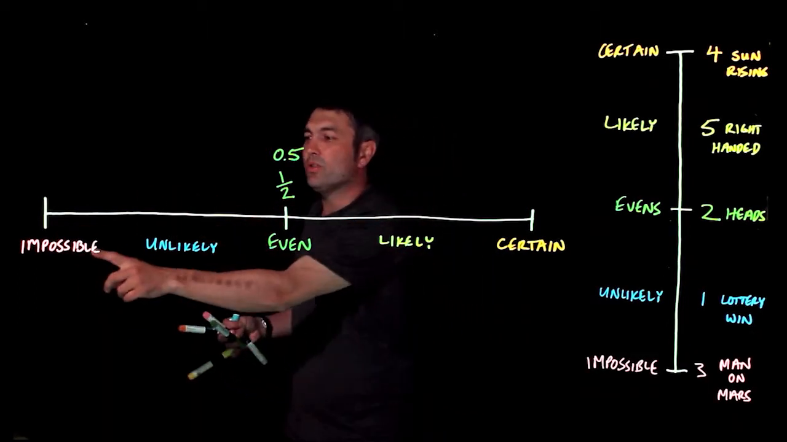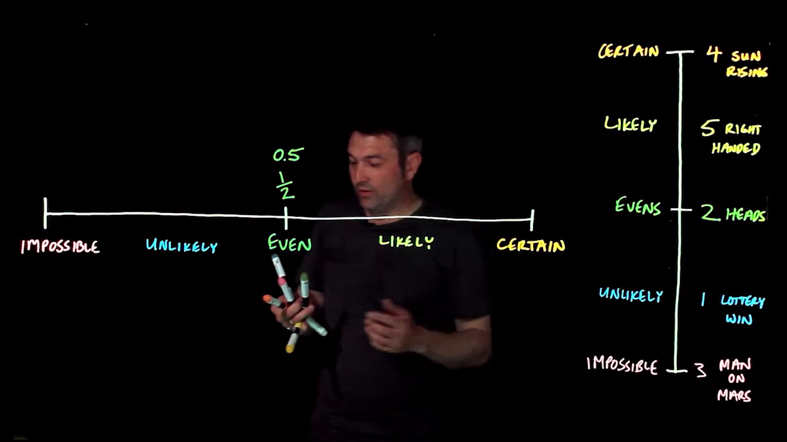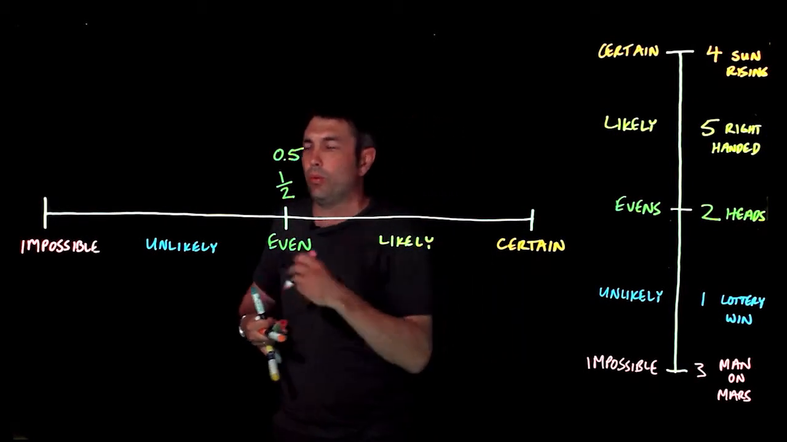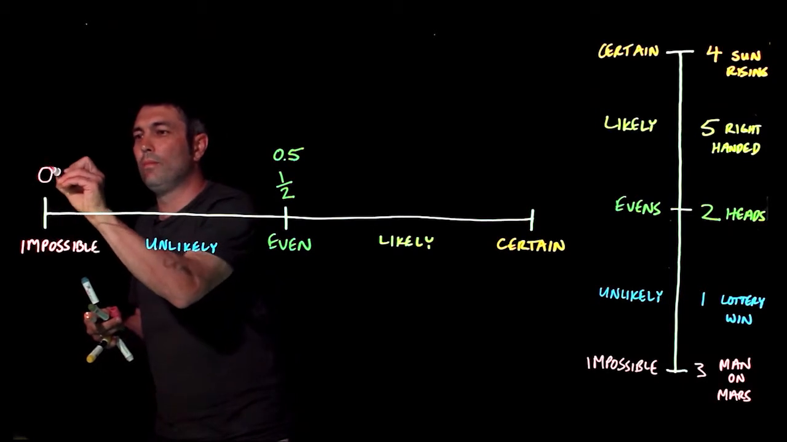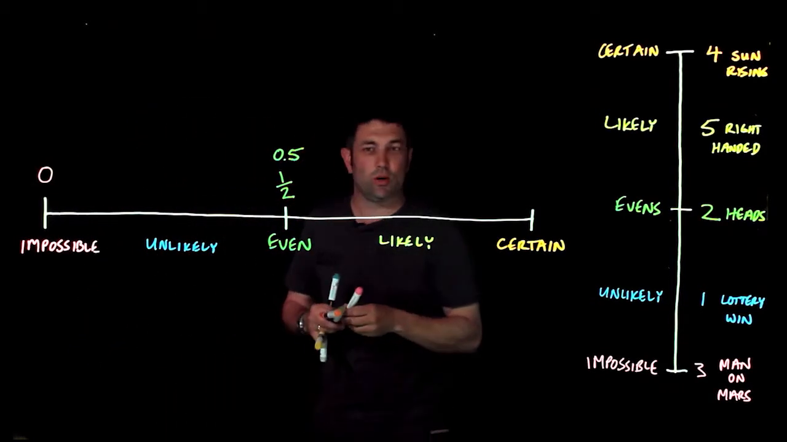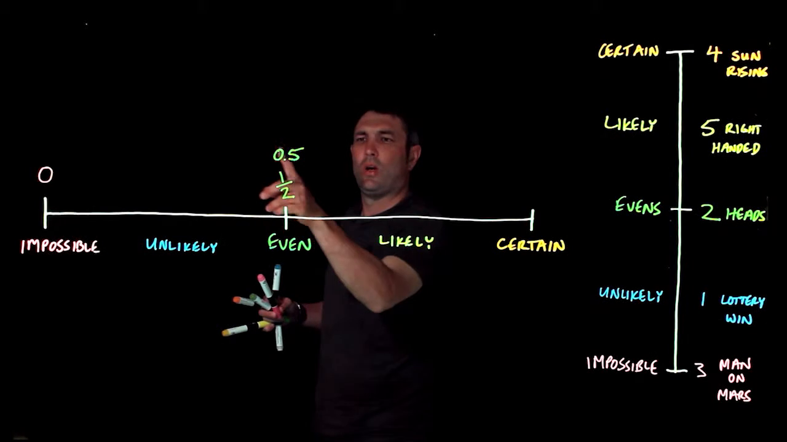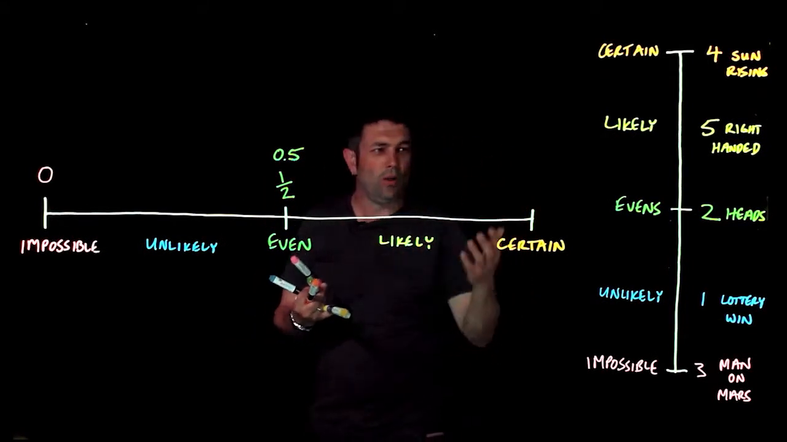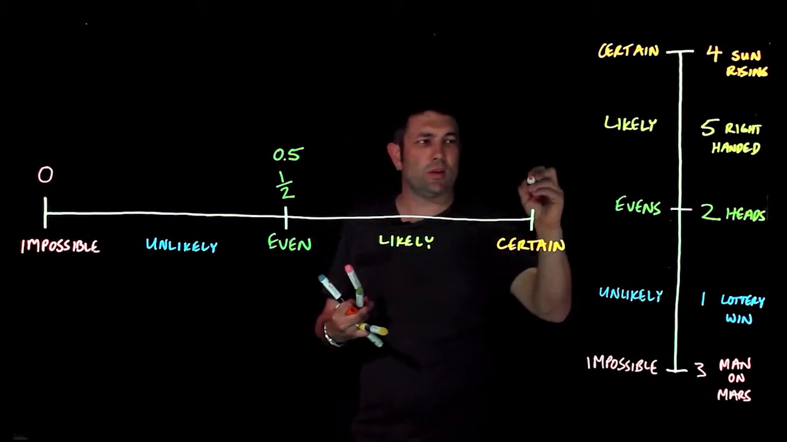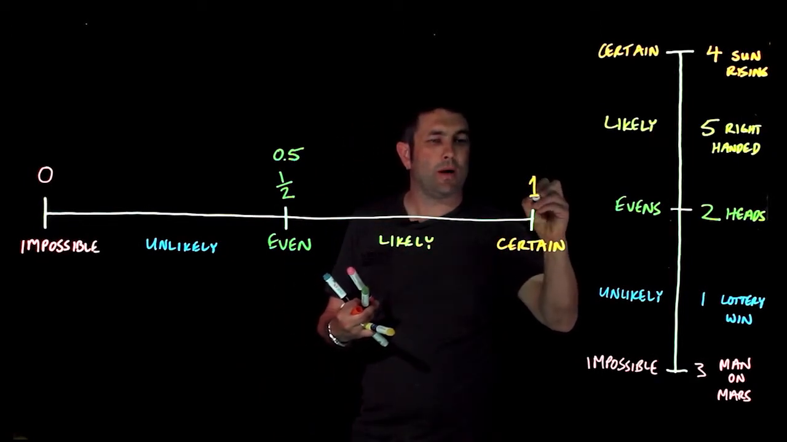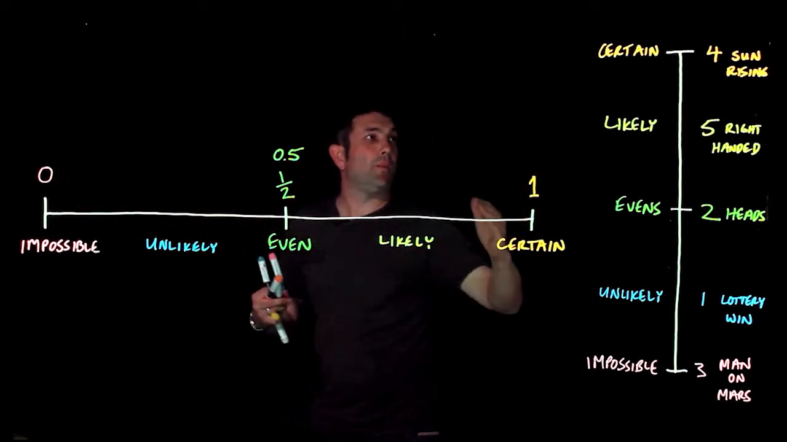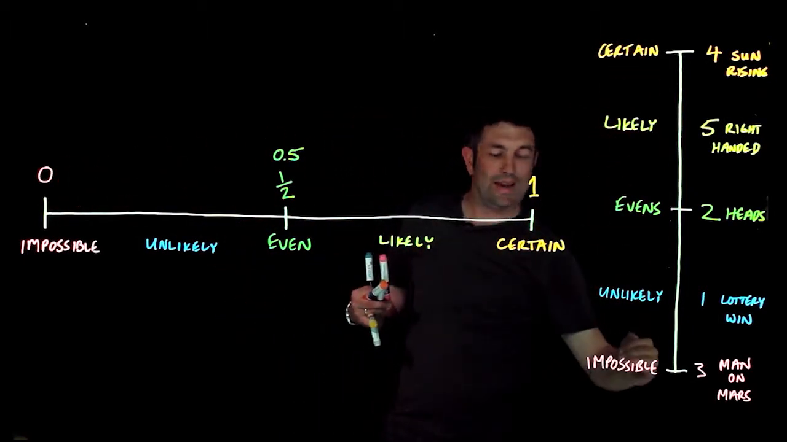Now, impossible means I've got no chance of something happening. So no chance, what number do you think is going to go with that? Well, we're probably going to put 0, aren't we? Nothing. So no chance. And then we've got 0, 1/2. Well, we've done sequences before. That's pretty straightforward, is it not? This is going to be 1. Now, that just means that we can put numbers to certain, evens, and impossible.